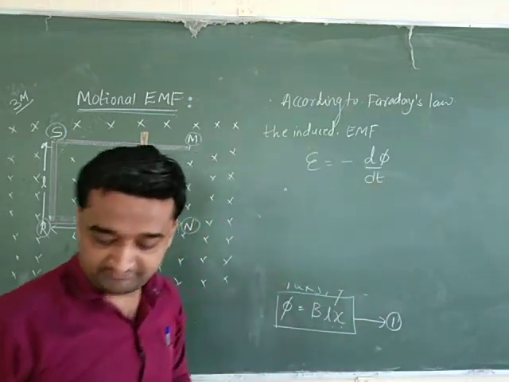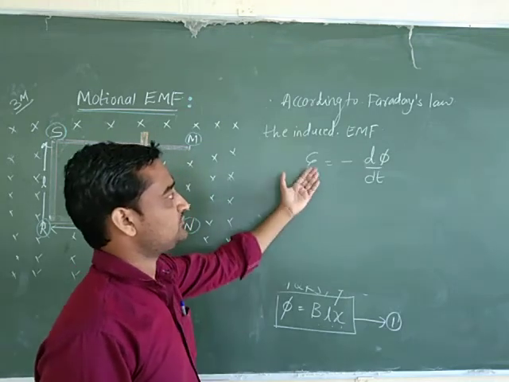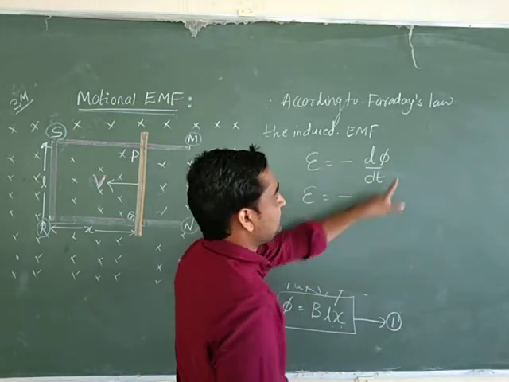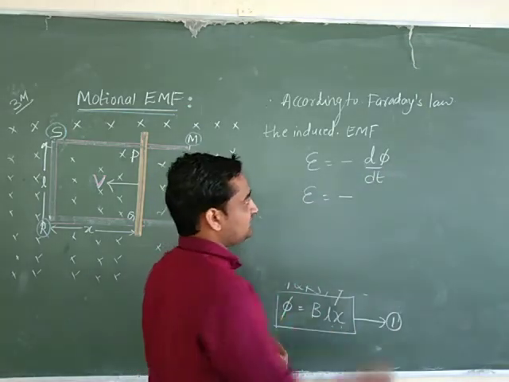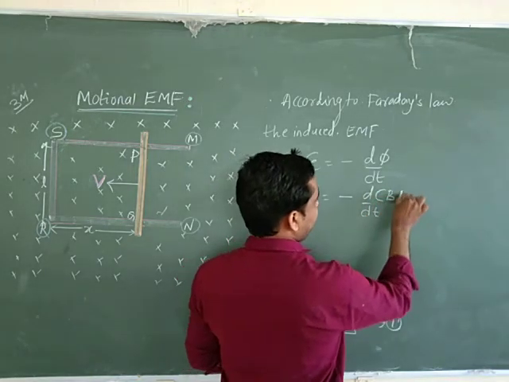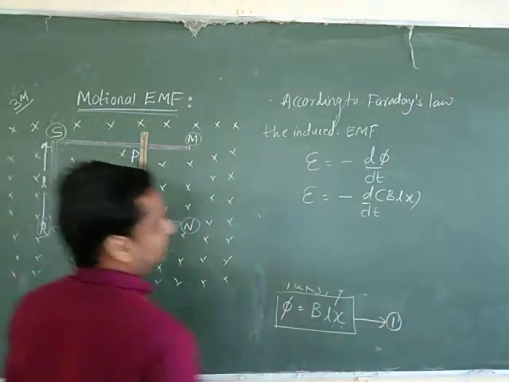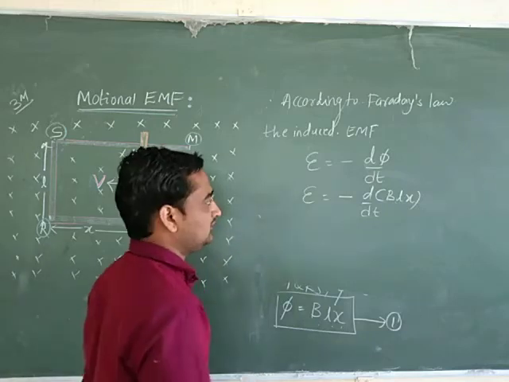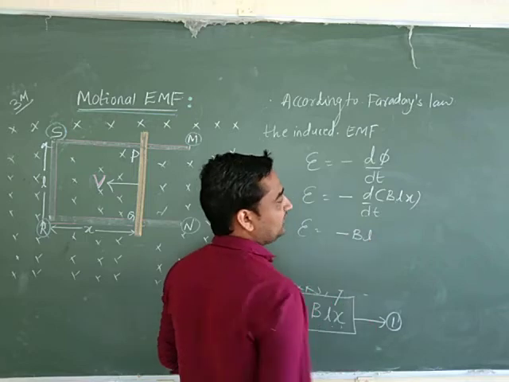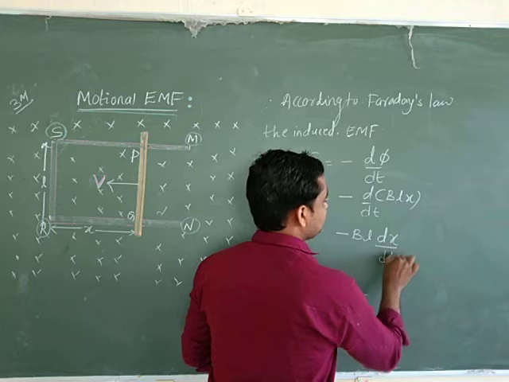This is from the definition of Faraday's law of electromagnetic induction, which is used to calculate the EMF. Therefore, E is equal to minus d phi by dt, where phi is equal to BLx. So E is equal to minus d by dt of BLx. B and L we can take outside the term here. E is equal to minus B into L. We are changing the x here, therefore it is equal to dx by dt.